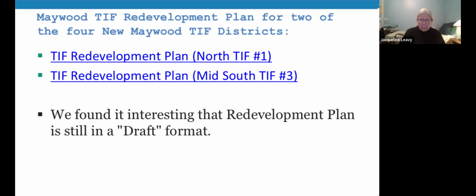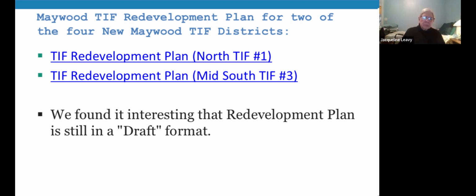And as you have heard early on from Ms. Leavy, she actually took a look. On the Village of Maywood website, they describe and show the PowerPoint presentations that were made in the communities throughout the four proposed TIF districts, but they also shared 2 of the TIF redevelopment plans.